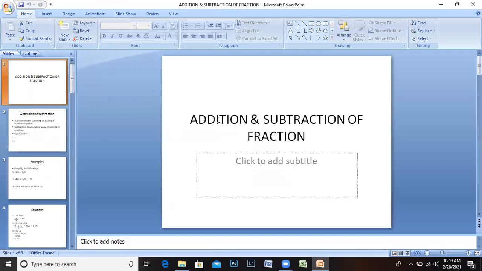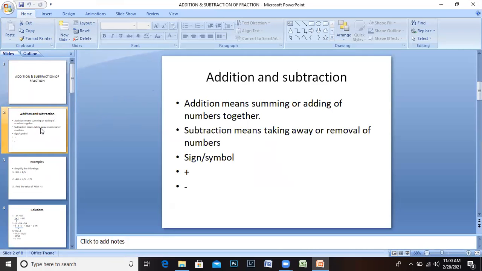Now, can you see? Addition and subtraction of fraction. Under this topic, there are two things we are going to look into. First, we have to get the definition of addition. Addition means summing or adding of numbers together, while subtraction means taking away or removal of numbers.